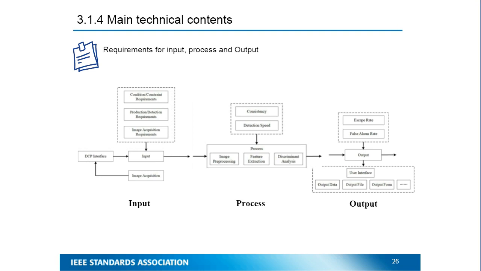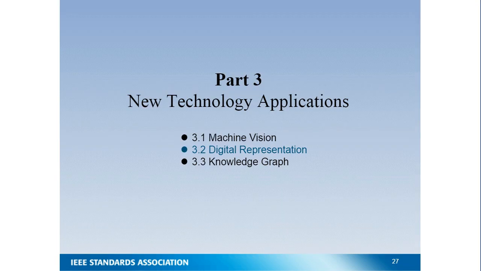Escape rate and false alarm rate are defined to test the efficiency of the detection system. So this is about machine vision. And next, we are going to talk about the project on digital representation.